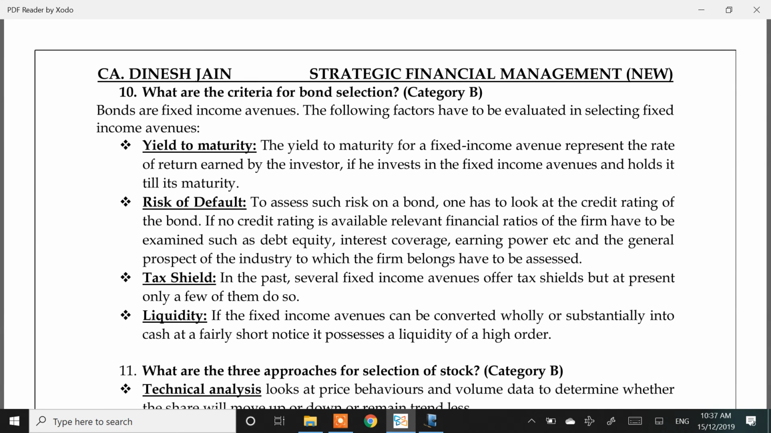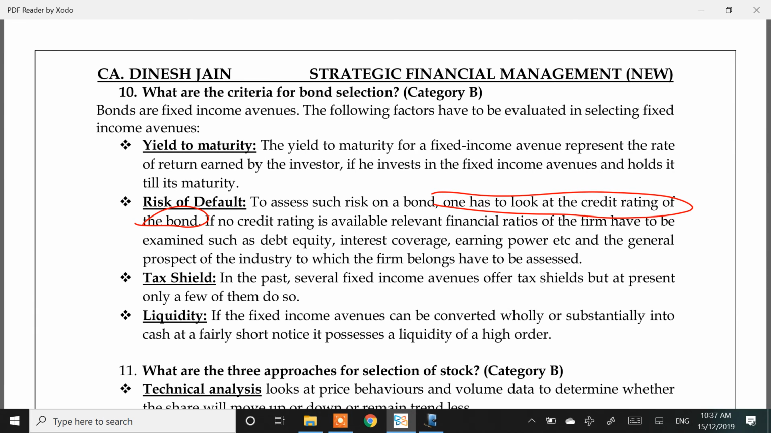We have understood the criteria for equity share selection when we did company analysis. Now, from a bond selection point of view, I'll focus on something called yield to maturity. That will explain what kind of return I'm going to generate from the securities. If there is any risk of default, I can assess it with the help of the credit rating of the bond. So I'll see whether there is any risk of default, any tax benefit, and liquidity, the ability of the company to sell it back.